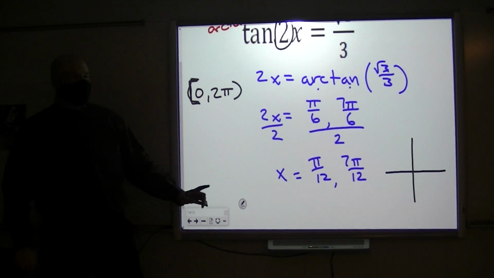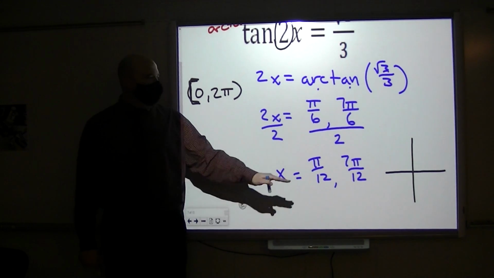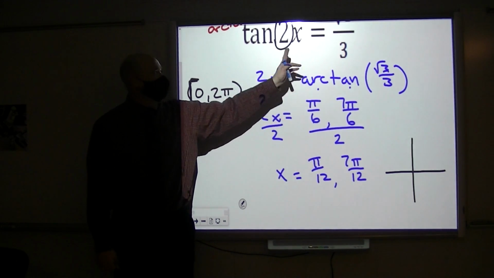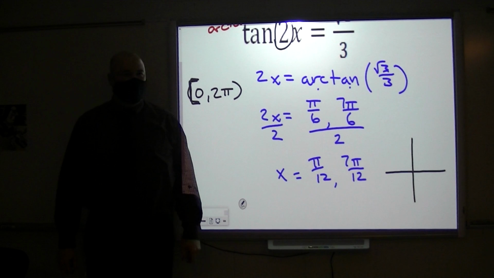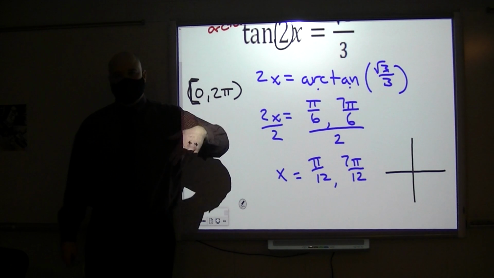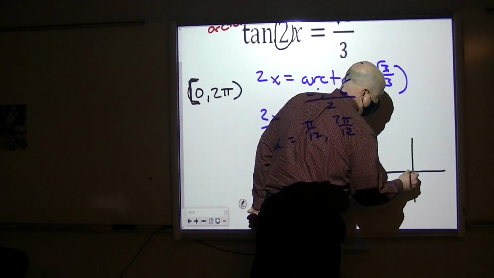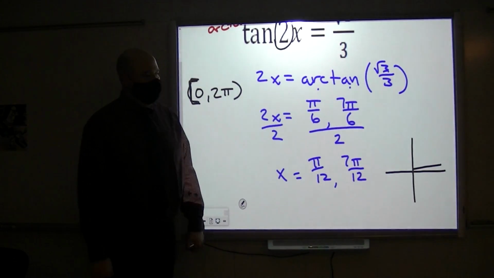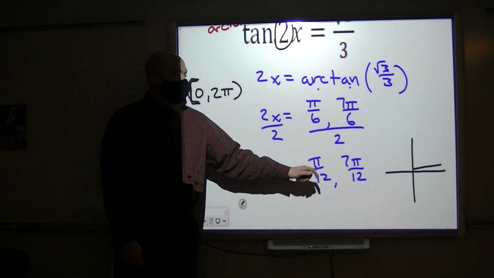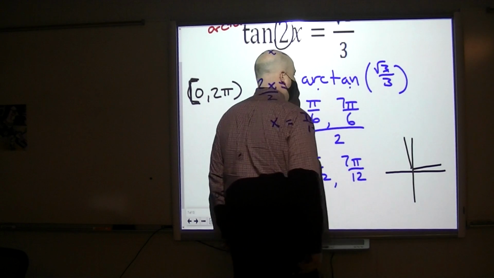Now, if you look at these two outputs, pi over 12 and 7 pi over 12, these are the solutions that, if I put them here and double them, give me a tangent value of radical 3 over 3. Stay with me here because this gets a little strange. If you can follow me through this, at the end I'll tell you what you need to do, but I want to show you the why and the how. Pi over 12 is right here. It's half of pi over 6, so it's a 15-degree angle. 7 pi over 12 is just barely past pi over 2. It's 15 degrees past pi over 2, which is up here.